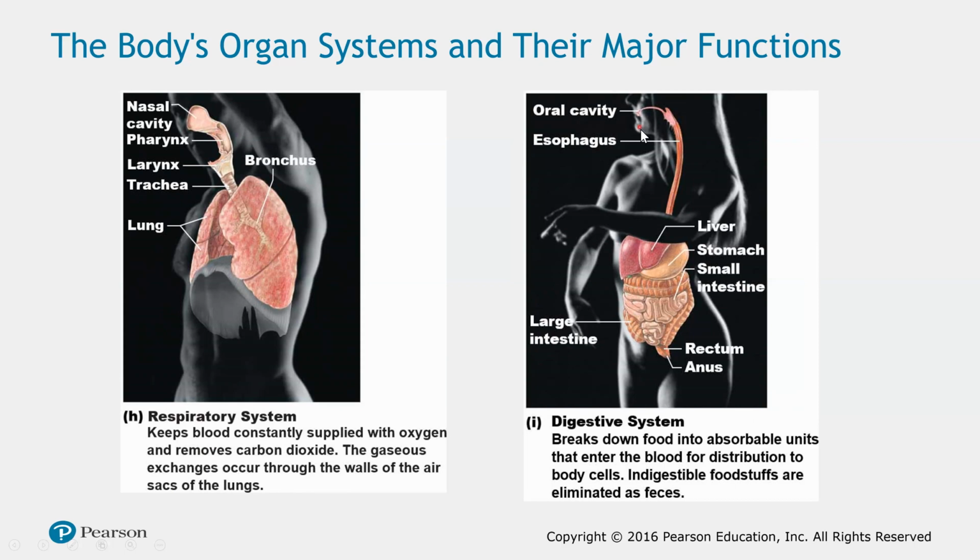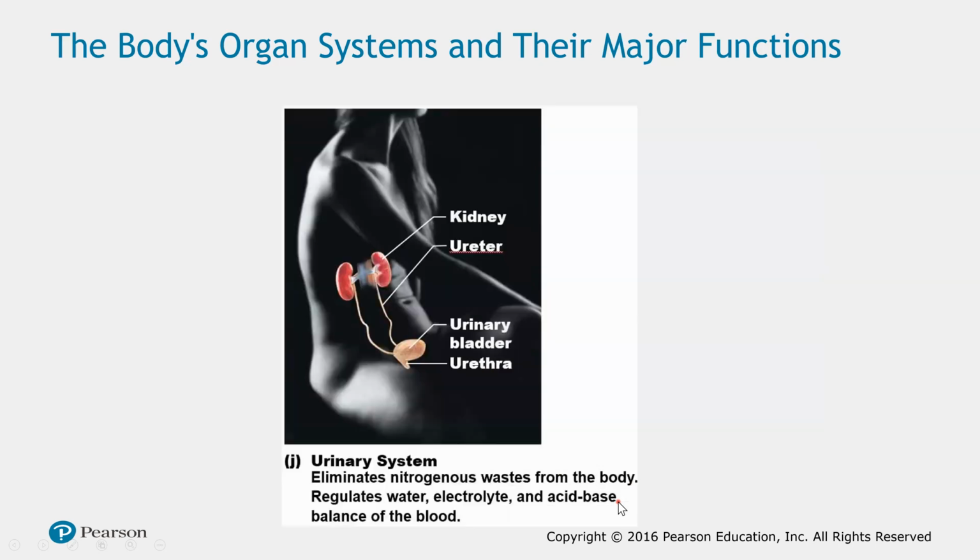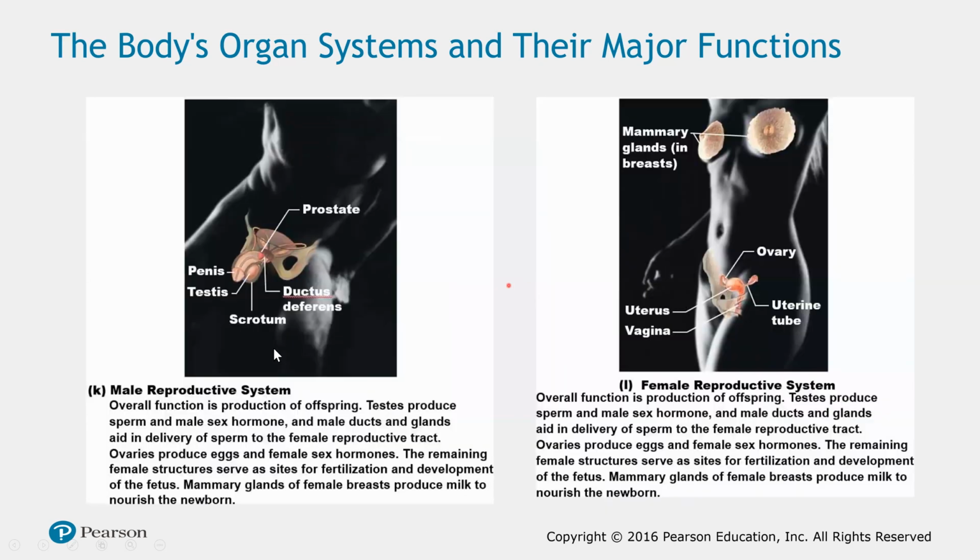Digestive system: oral cavity, esophagus, liver, stomach, small and large intestine. It breaks down food into absorbable units that enter the blood for distribution to body cells. Indigestible foodstuffs are eliminated as feces. Urinary system: kidney, ureter, urinary bladder, urethra. It eliminates nitrogenous waste from the body, regulates water, electrolytes, and acid-base balance of the blood. And reproductive systems, male reproductive and female reproductive systems.